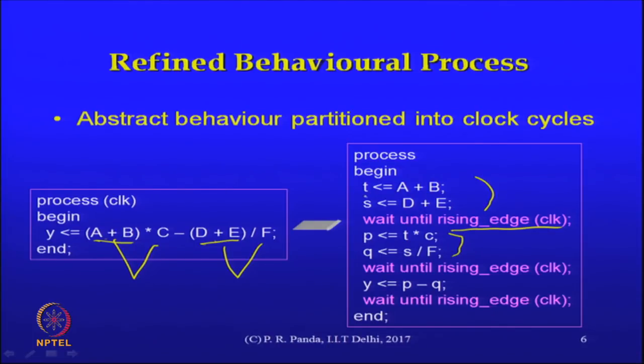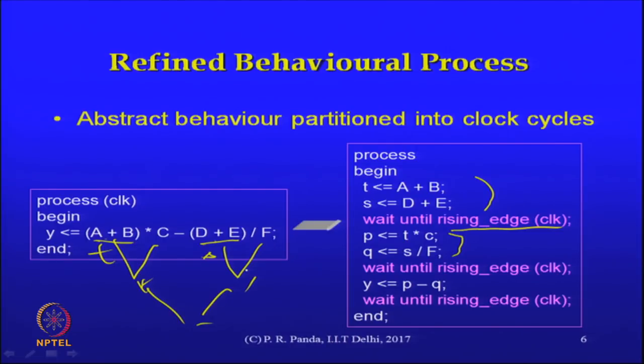So, these intermediate results are stored in T and S. So, that is my T and that is my S. After doing the multiplication, the results are stored in P and Q, and finally, I have that subtraction with the result, right. So, that is the multiplication and that is the division. So, this is what is going on here.